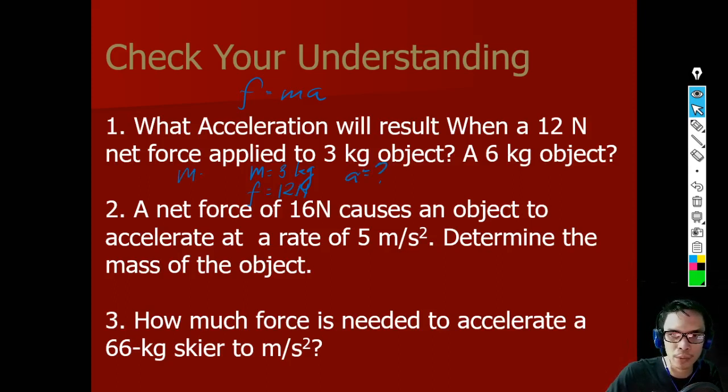We have two masses, by the way: 6 kilograms and 3 kilograms, and the force. So what are we going to use here? We will use the formula F over M. Using this formula, we will get 4 meters per second squared for the 3 kilogram object and 2 meters per second squared for the 6 kilogram object.